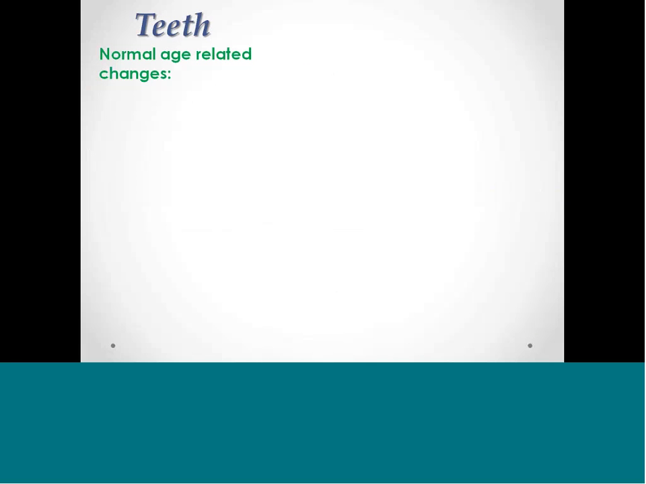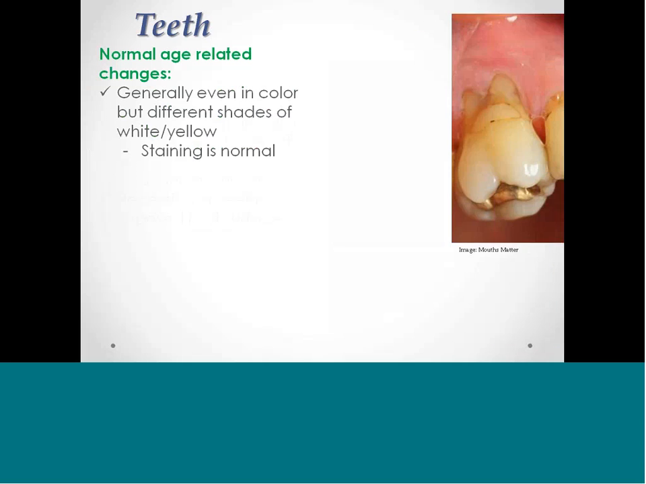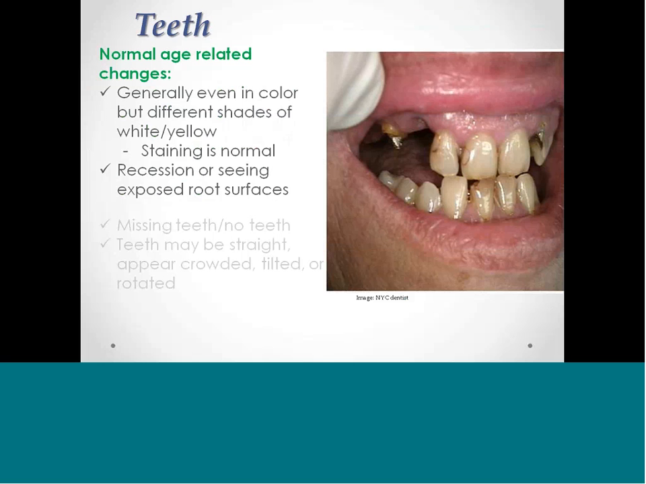The next step is to take a closer look at the teeth themselves. There are many age-related changes in the dentition, including the following. Teeth generally present even in color with varying shades of yellow. Yellowing and staining of teeth is a normal aging process. Recession causing tooth root exposure is frequently witnessed and is considered the norm in an aging mouth. Missing and misaligned teeth are also normal.